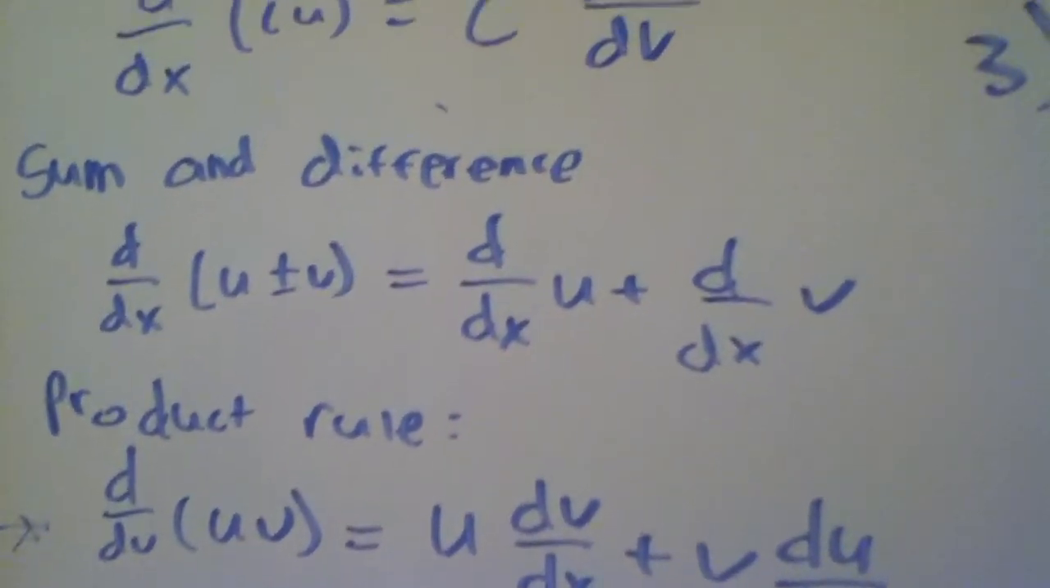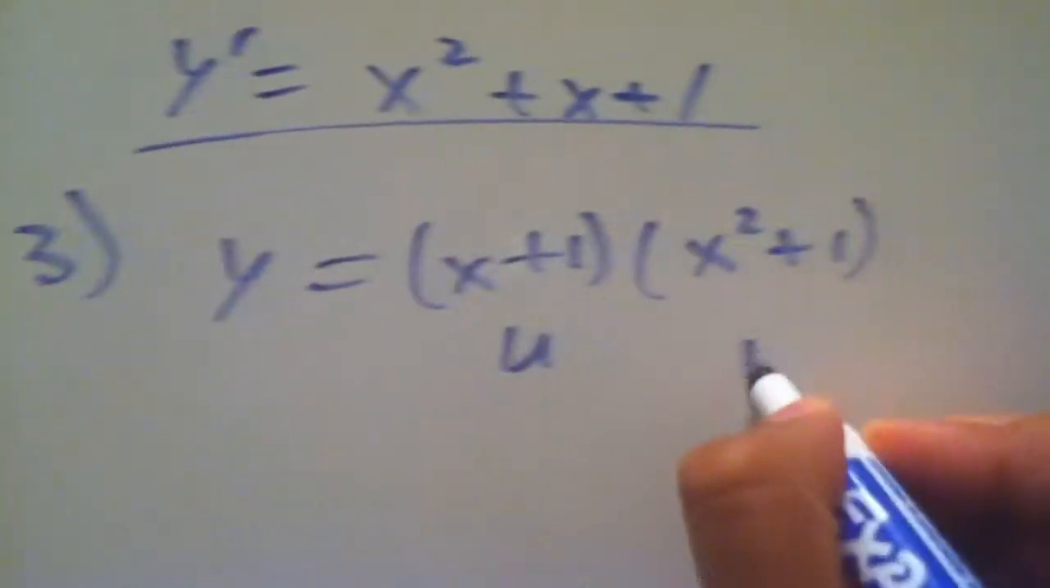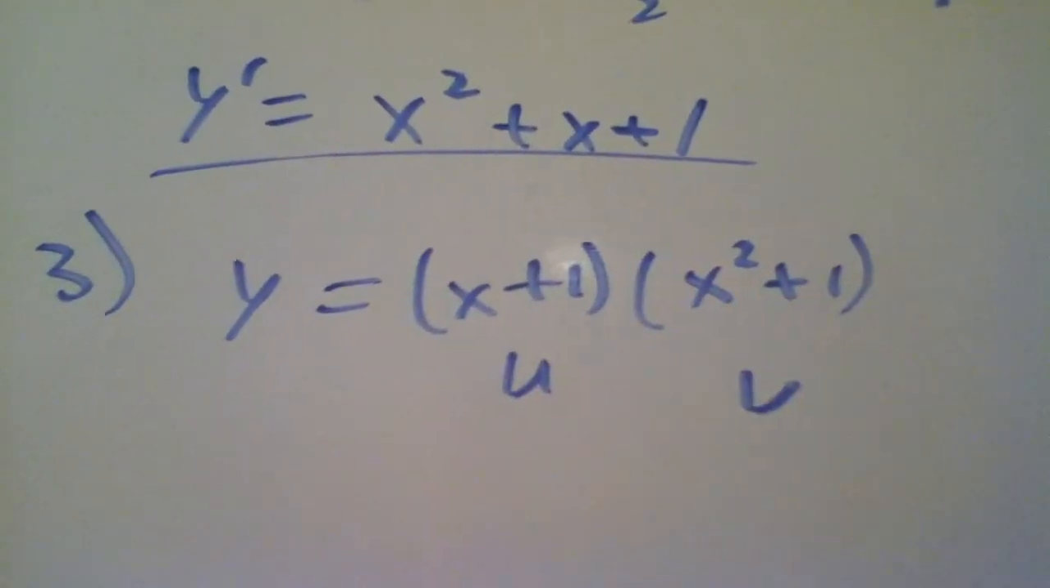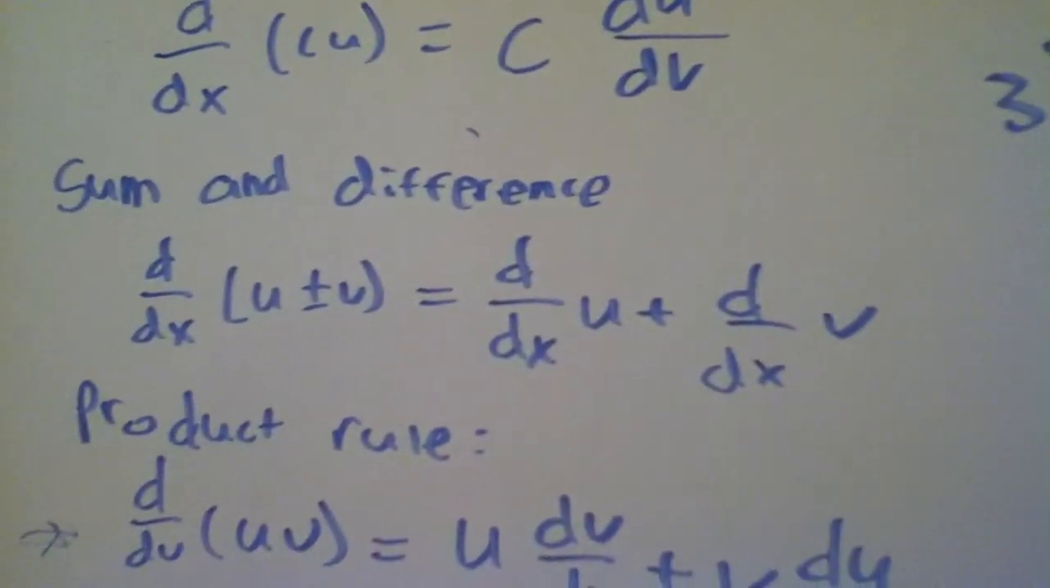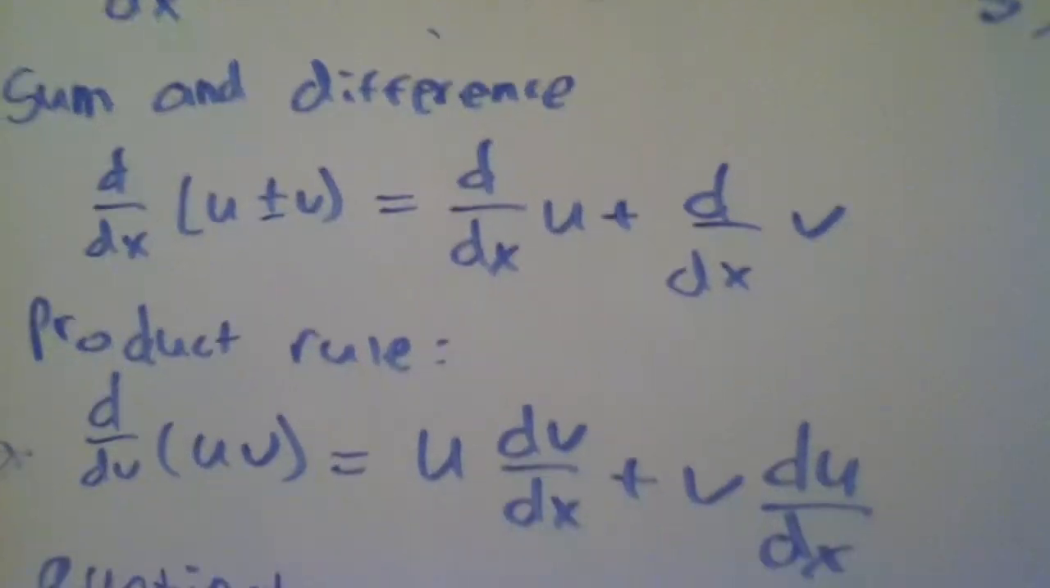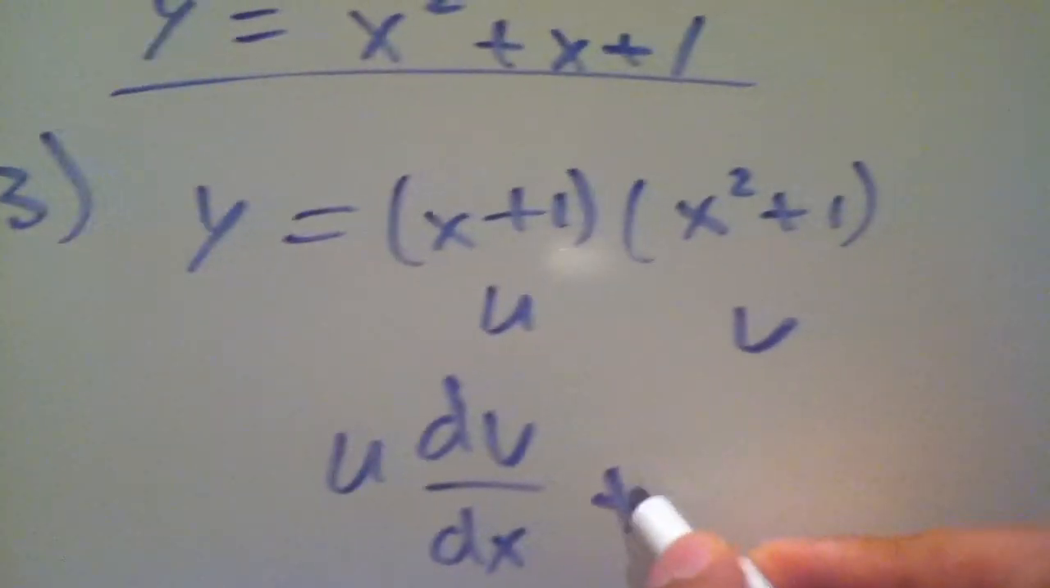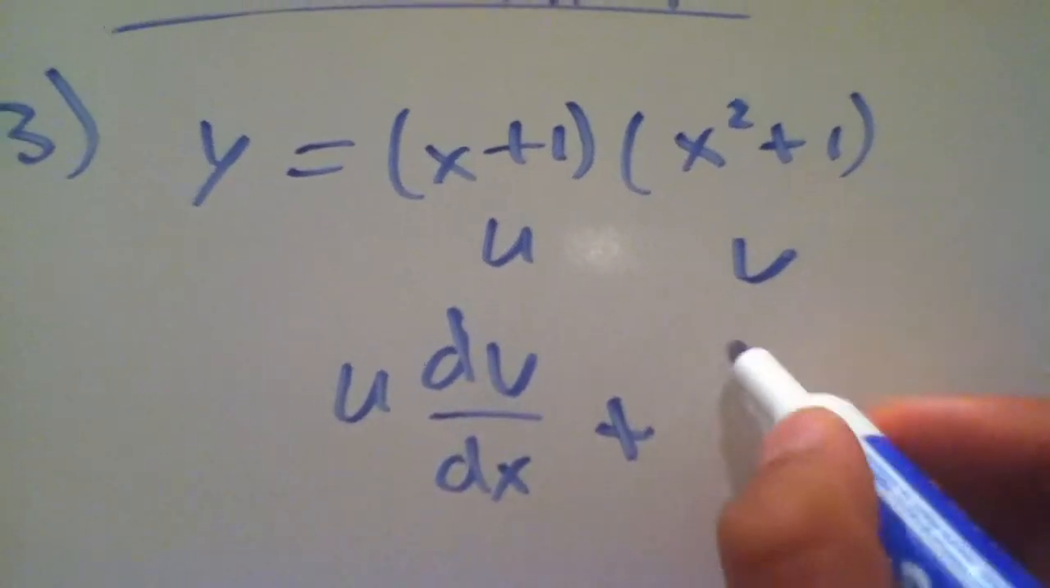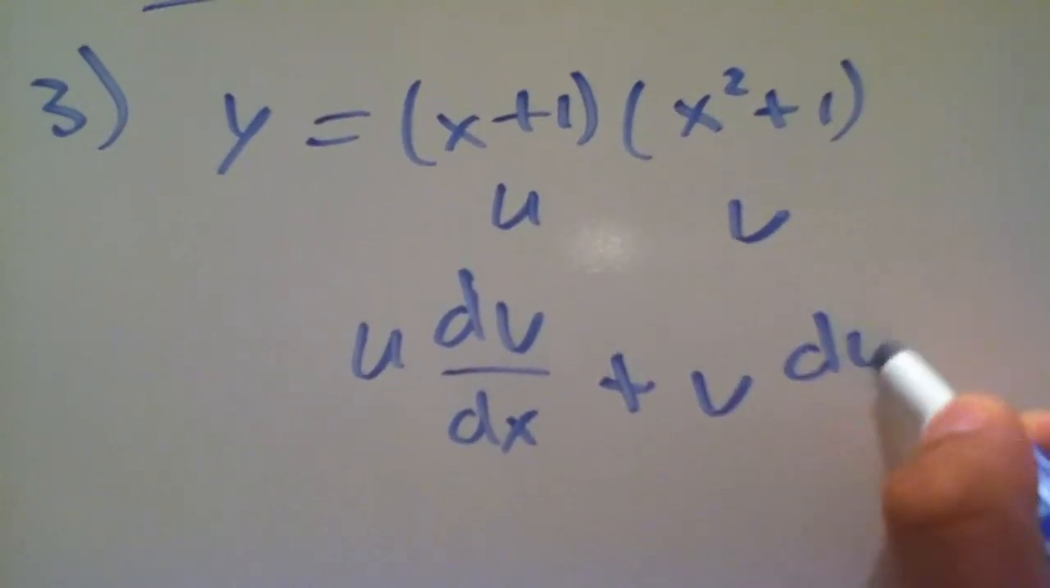So if we use the product rule for this one, let's just write what u is here, and this is v. So we'll call this u and this is v. And the product rule is u times the derivative of v plus v times the derivative of u.